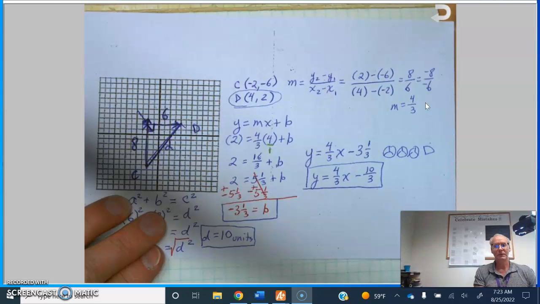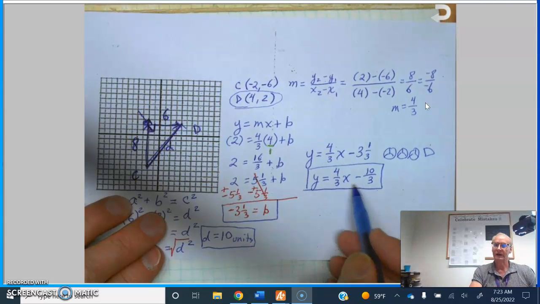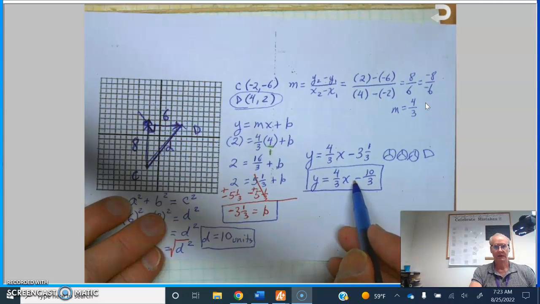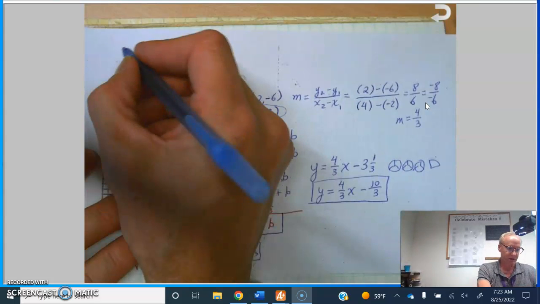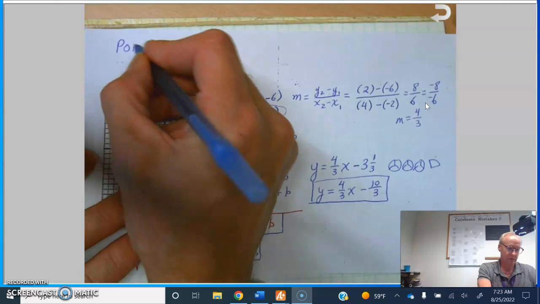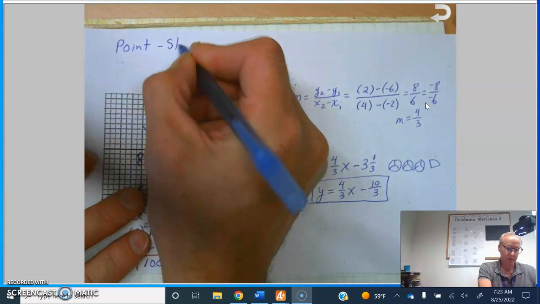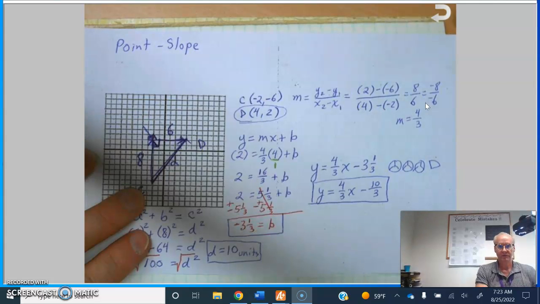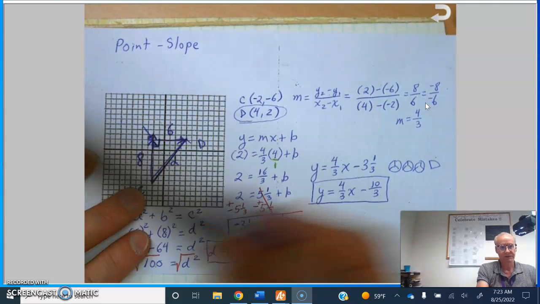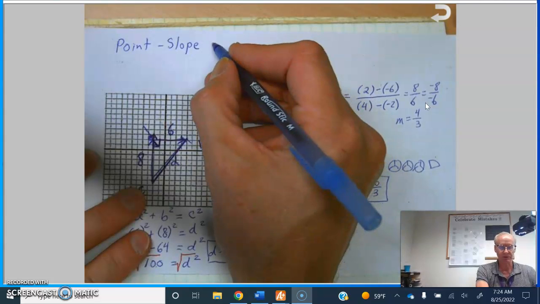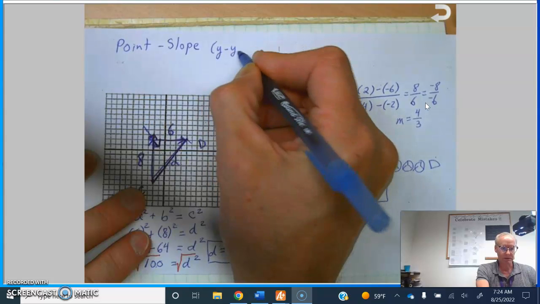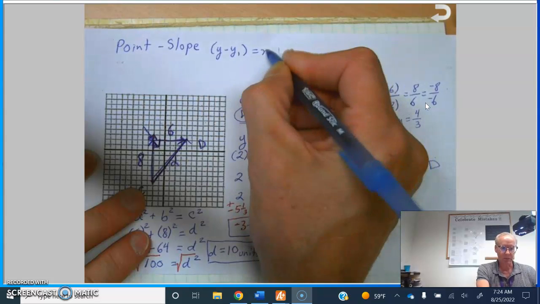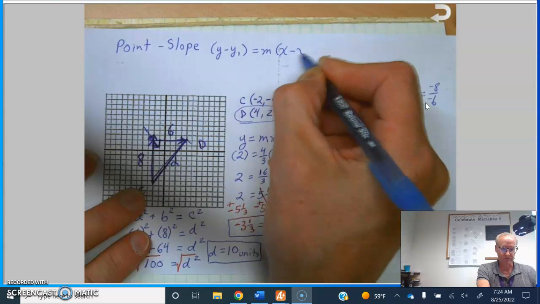However, there is a much, much easier way to write the equations of a line if you have a point and a slope. And we call it the point-slope form. So we're going to examine the point-slope form of an equation. Now, your teacher or your professor is probably going to write it like this: y minus y1 equals m times x minus x1.